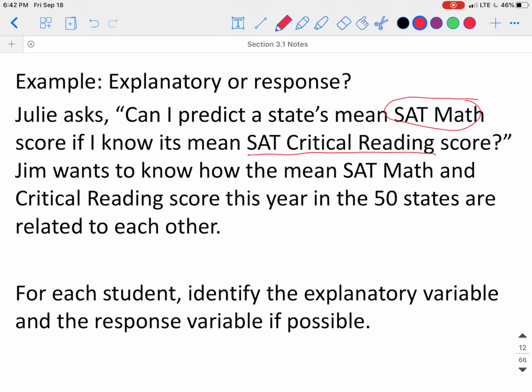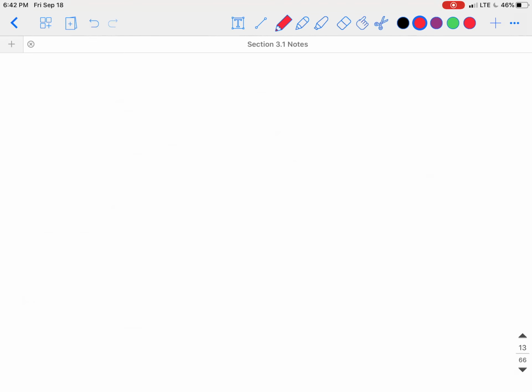We want to see if their critical reading score is going to affect what their math score is. Jim is simply interested in exploring the relationship between the two variables, so there is no clear explanatory or response variable.